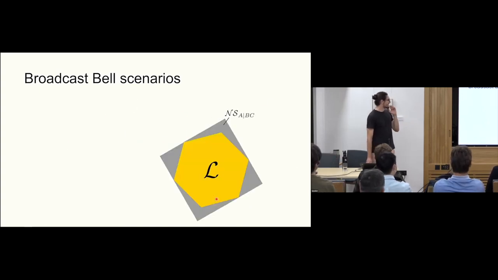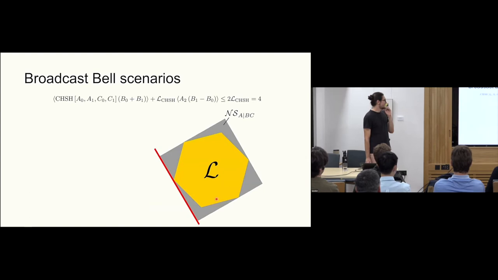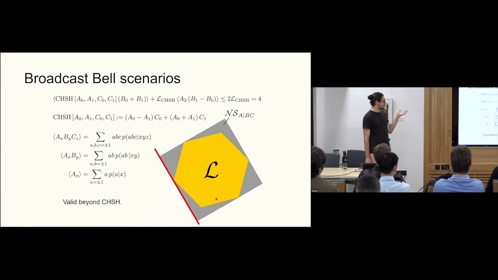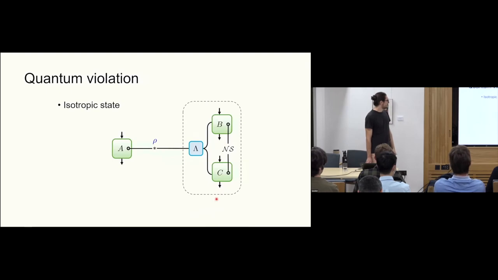So you do the linear programming, and then you get a polytope. And then this polytope has facets. And some of them, you can write nicely analytically. And then, to show activation, you just find an example of a quantum state which is outside the set, and then you study its noise robustness.